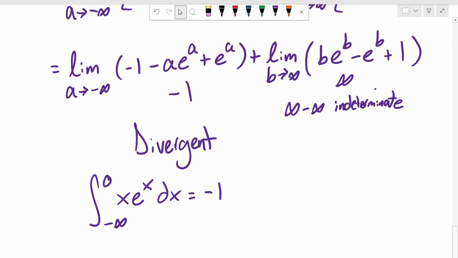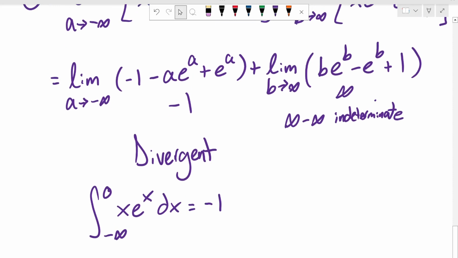Okay, so this is what we do when the bounds are infinity, and then in the next video we'll look at what happens when we pass over a point that blows up at infinity, like for example 1 over x from 0 to 3 or something like that.